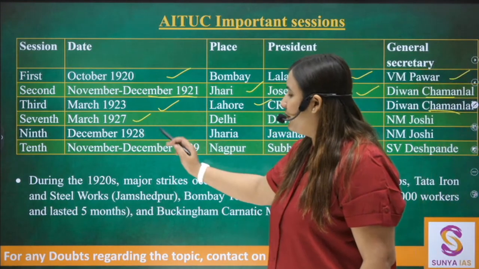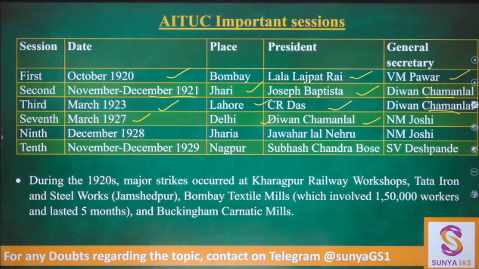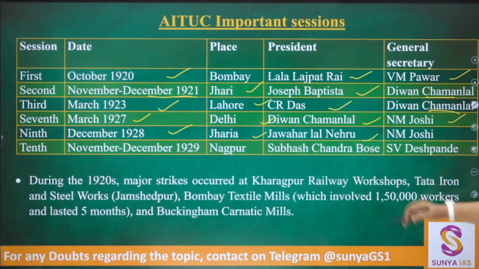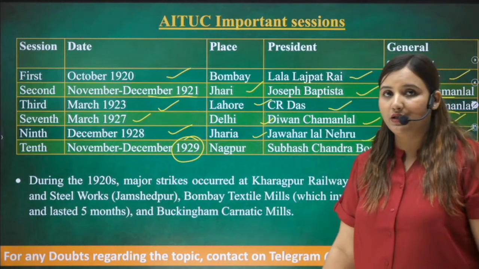Seventh happened in March 1927, Delhi, Diwan Chamanlal was president, N.M. Joshi was there as general secretary. Ninth happened in December 1928, Jharia, Jawaharlal Nehru president, N.M. Joshi was general secretary. The 10th happened in 1929. It is the date when complete independence was declared.